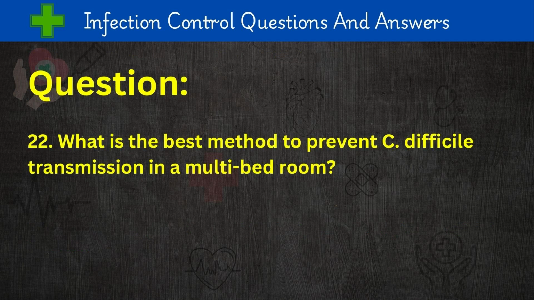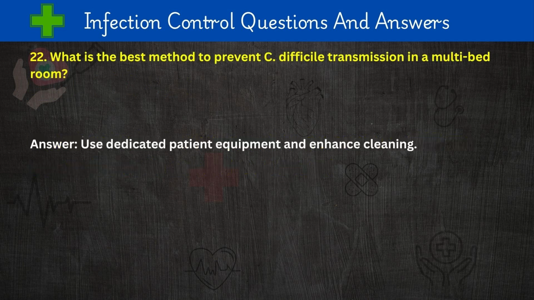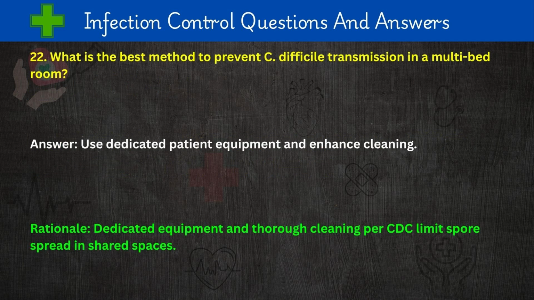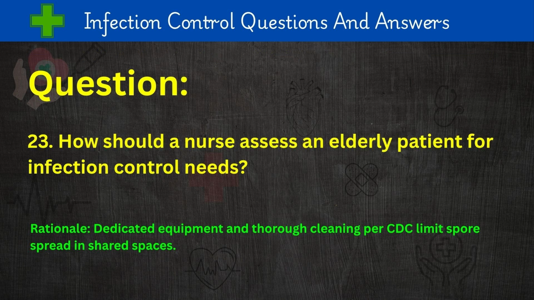22. What is the best method to prevent C. difficile transmission in a multi-bedroom? Answer: use dedicated patient equipment and enhance cleaning. Rationale: dedicated equipment and thorough cleaning per CDC limits spore spread in shared spaces.